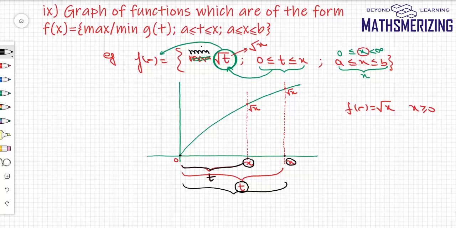So that means the minimum value of under root x in any interval will be 0. So this function will be a constant function and its value will be 0 for all x belongs to 0 to infinite. So in case of this, answer will be f(x) is equal to 0 when x is greater than or equal to 0. I'll take up another example.